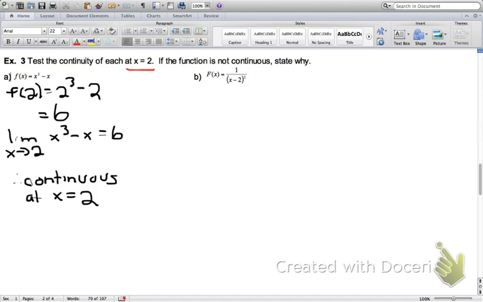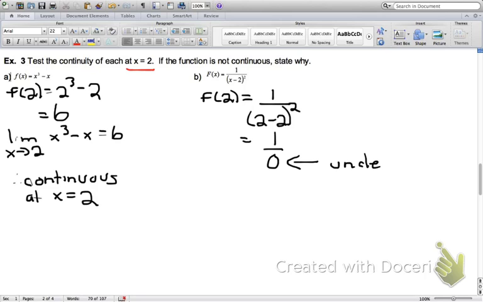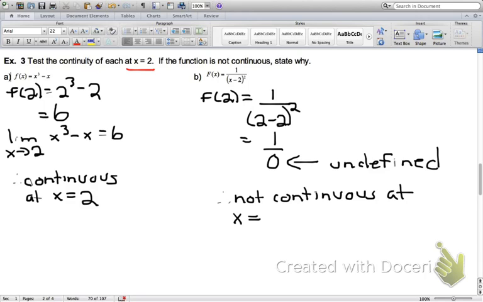Similarly, we're going to again sub in 2 for our x value. So we have 1 over 2 minus 2 squared. This will be equal to 1 over 0. Anytime that we have a denominator of 0, we know that this is therefore undefined. So since it's undefined, we know therefore not continuous at x equals 2. And this is because of it being undefined.